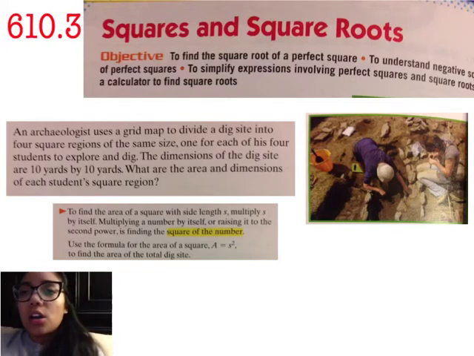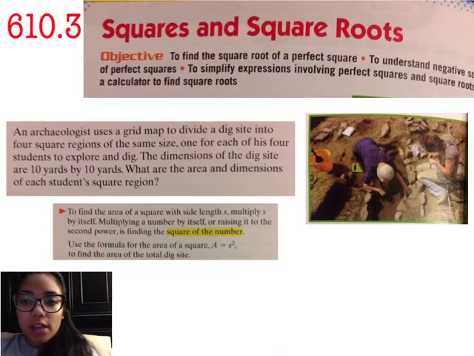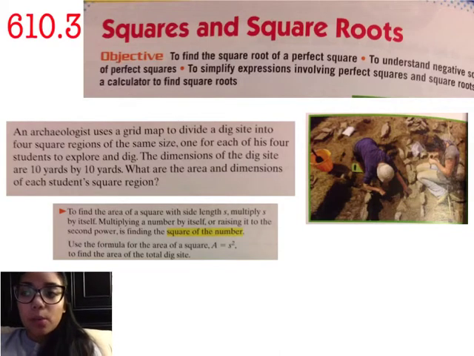Alright, so this is chapter 10, lesson 3, squares and square roots. You can read the objectives to find out what we're going to be covering today. I'm going to go ahead and start y'all off with a real-world example.